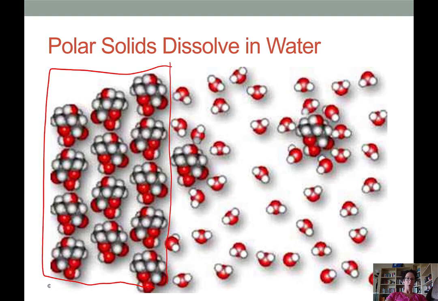And it will be able to abstract a single molecule away from the solid by surrounding it with multiple water molecules. And in the end, we will have individual molecules of sucrose completely surrounded by water. So what we're seeing when a polar solid dissolves, the molecules remain completely intact, but they become independent from the array that they were in the solid.